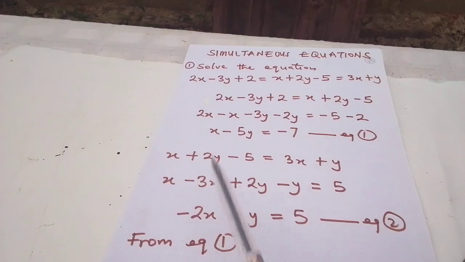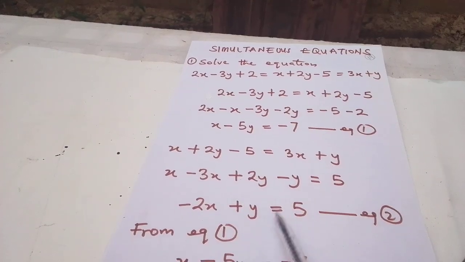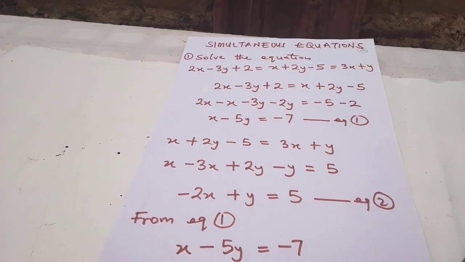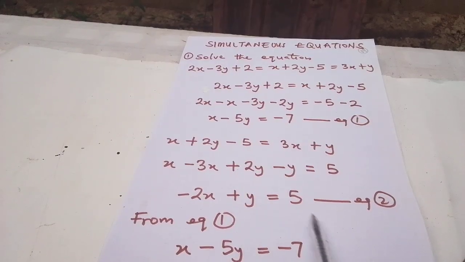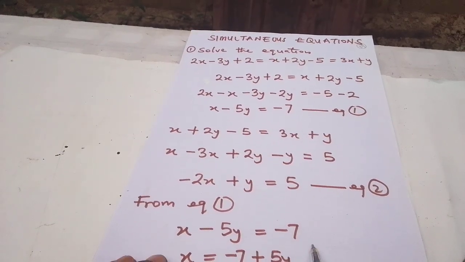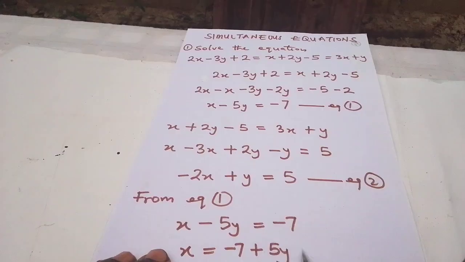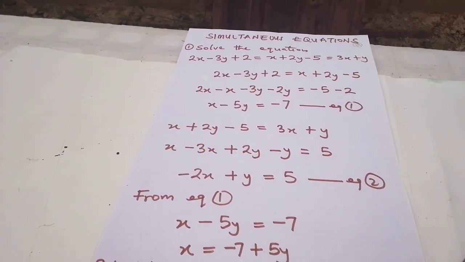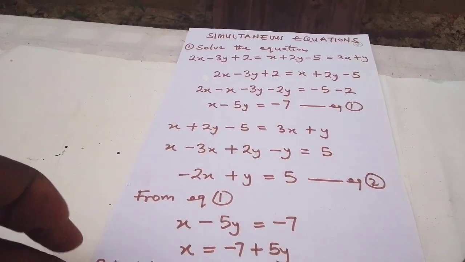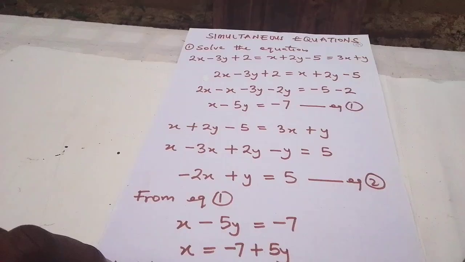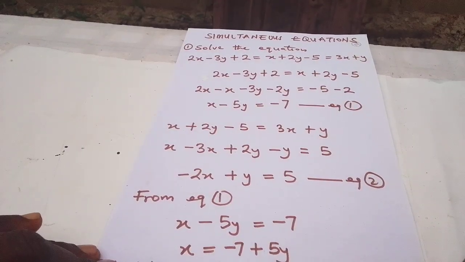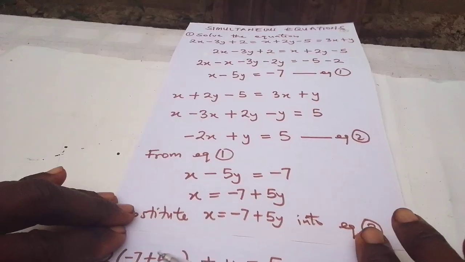From equation 1, which is x minus 5y is equal to minus 7, I'm going to make x the subject of the formula. This is minus 5y. I'll make it come and join this. This one now turns to minus 7 plus 5y. So you now substitute x is equal to minus 7 plus 5y into equation 2. So substitute it into the second equation.